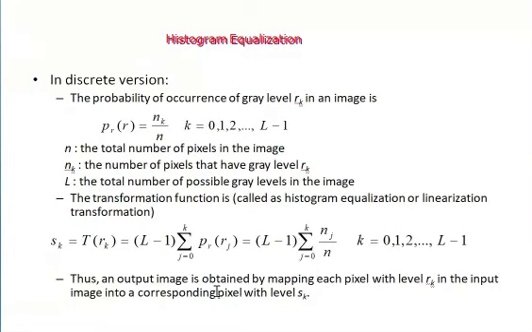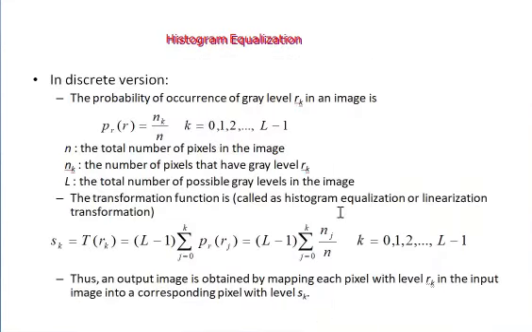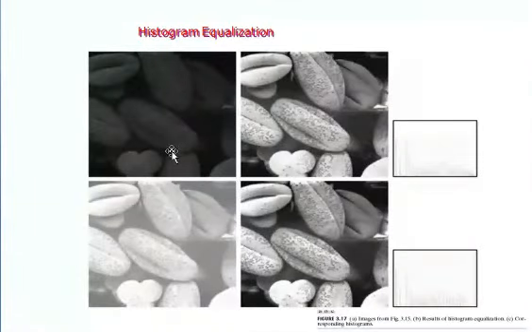The output image is obtained by mapping each pixel with level Rk in the input image into a corresponding pixel with level Sk. Observe this one: if I apply this histogram equalization equation, I can get an image like this. Observe this dark image, and you have seen its histogram also. If I apply histogram equalization, my new enhanced image histogram is like this.